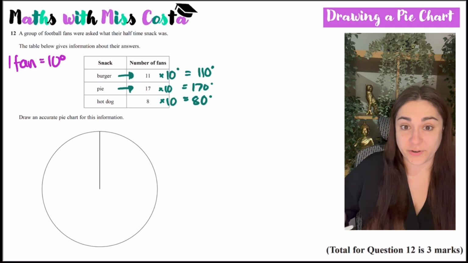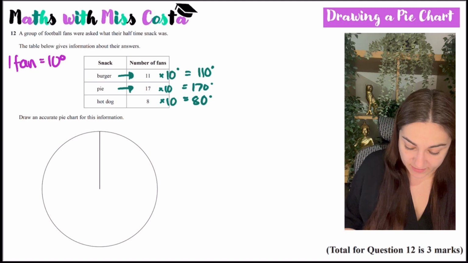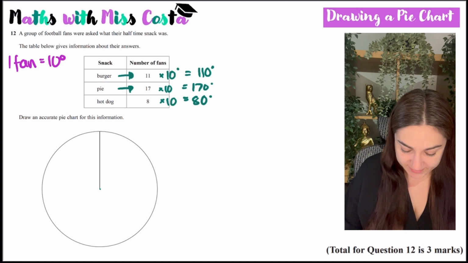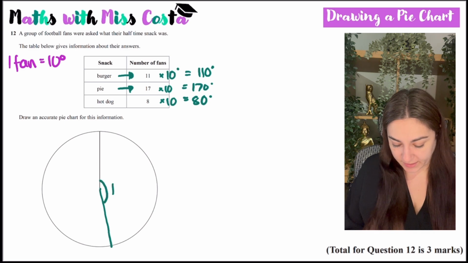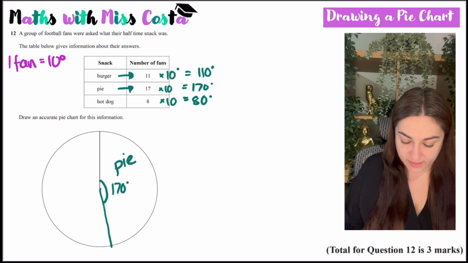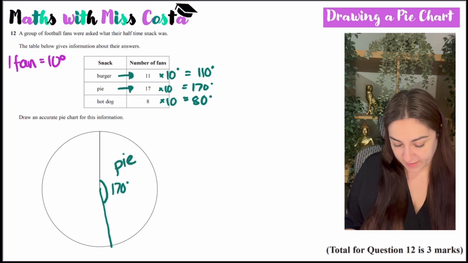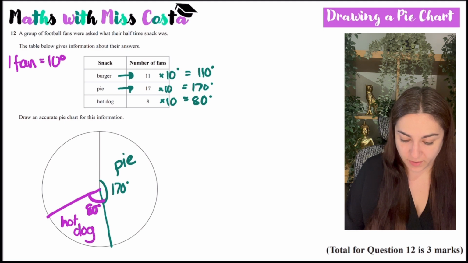Next, I get my protractor, I line it up exactly, and then I draw the pie chart. So 170 degrees might be the first one that I draw. I need to label it. So I'm going to write that's 170 degrees, and that is for the pie half-time snack. Then I could do 80 degrees, which is going to be a hot dog. And the final part is going to be 110 degrees, which is a burger.